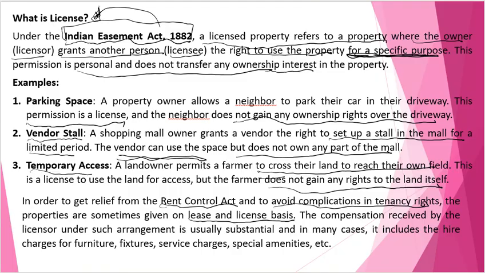The compensation received by the licensor under such an arrangement is usually substantial, and in many cases it may include higher charges for furniture, fixtures, service charges, or special amenities, etc. So basically, to avoid the complications of the Rent Control Act, many times landlords, instead of giving this property on rent, give it on lease and license basis under the Indian Easement Act 1882.